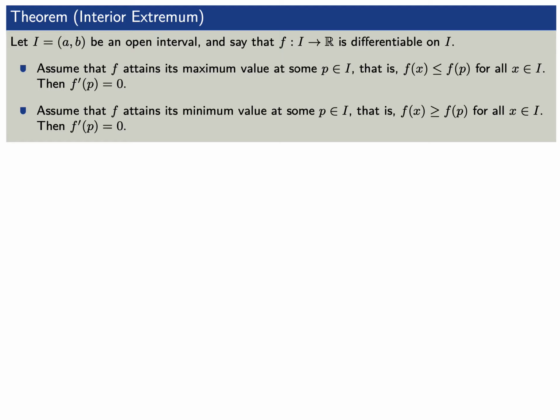Similarly, assume that f attains its minimum value at some p in I. That is, f of x is greater than or equal to f of p for all x in I. Then f prime of p also equals 0.